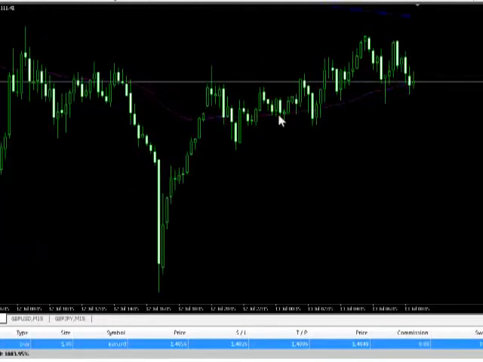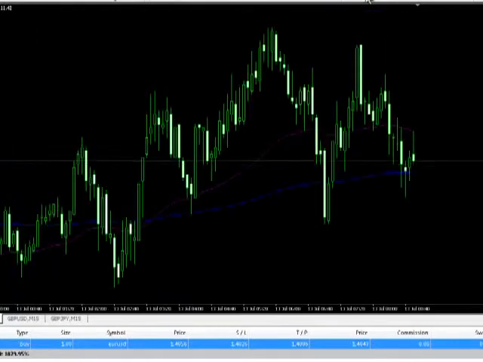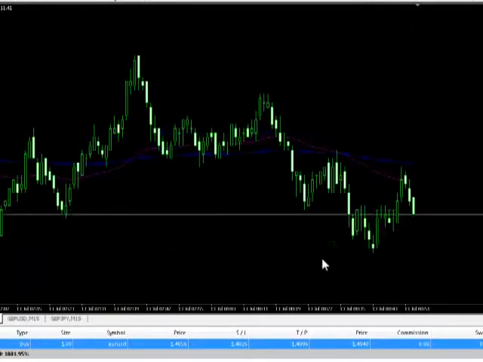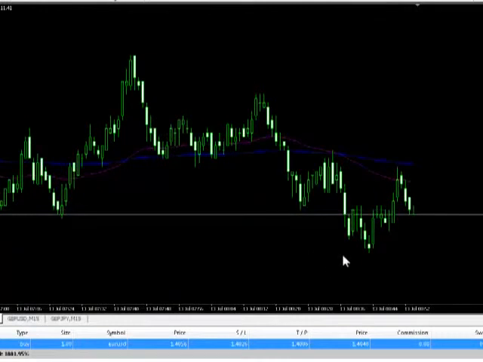Let's see what the Euro Yen is doing. The Euro Yen 15-minute chart is also bouncing from the 55 EMA. The 55 EMA is acting as a support at this moment. Let's take a look at the 5-minute chart. On the 5-minute chart, we see that we also have the 200 EMA, the blue line, remember, acting as a support also.